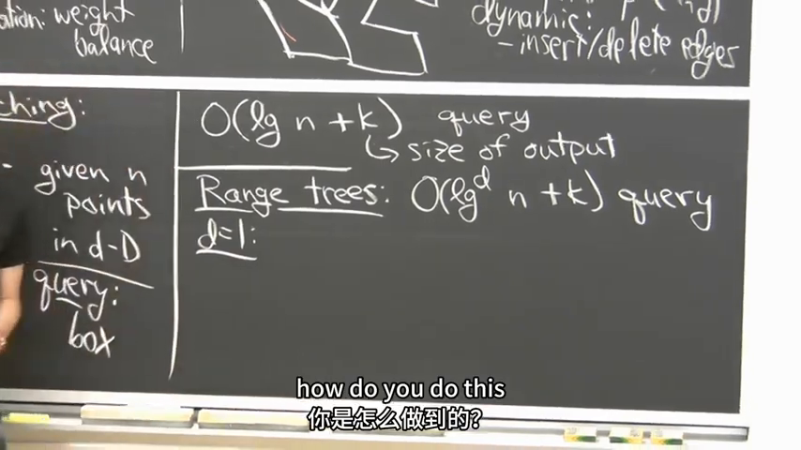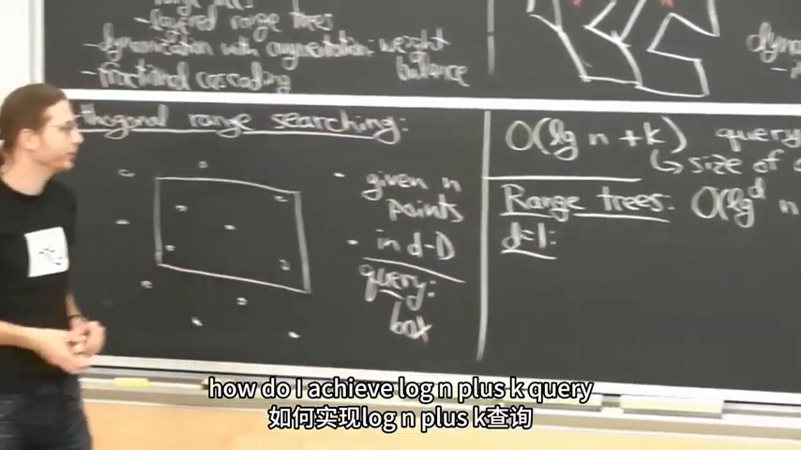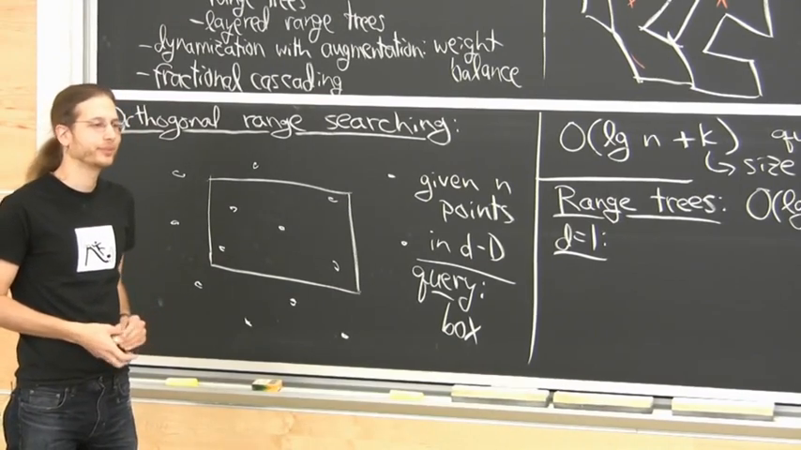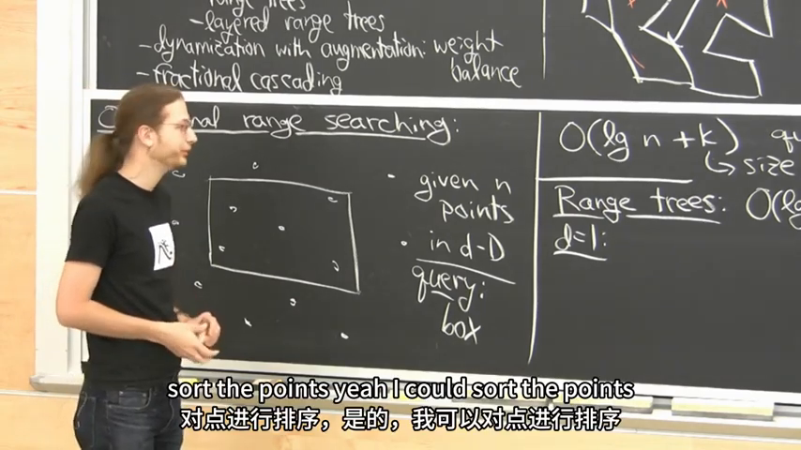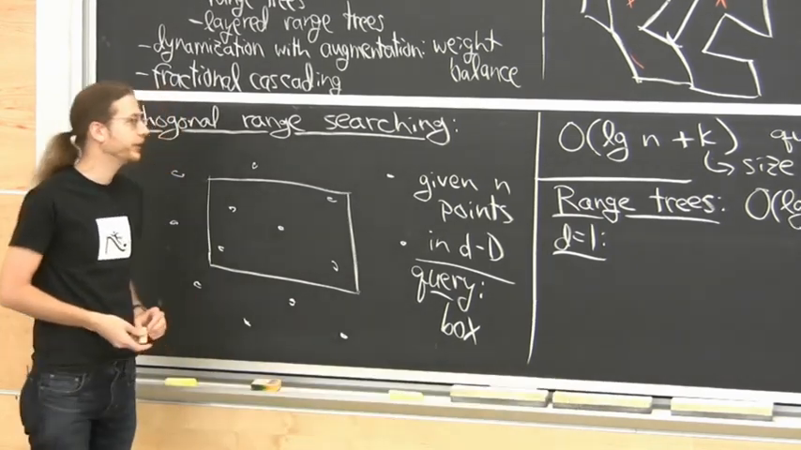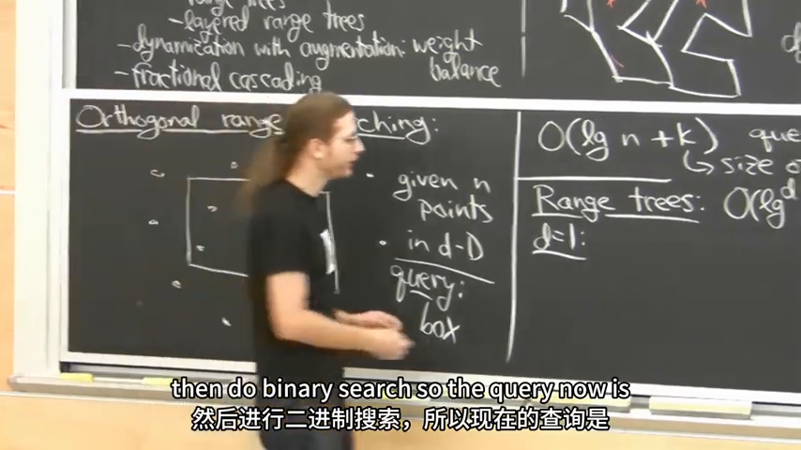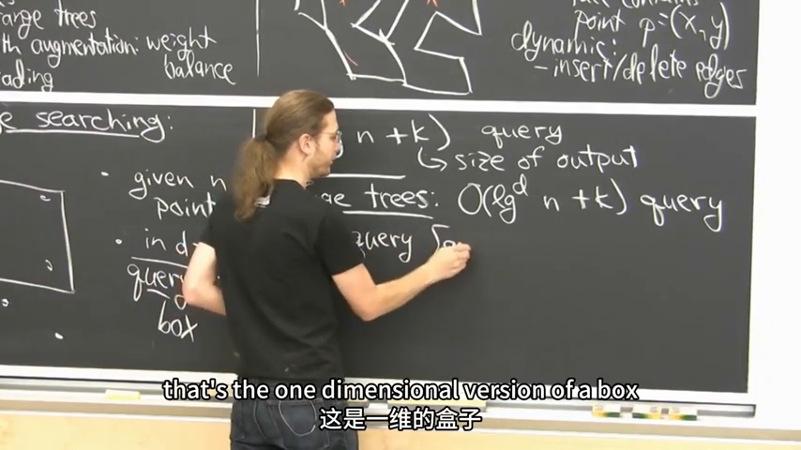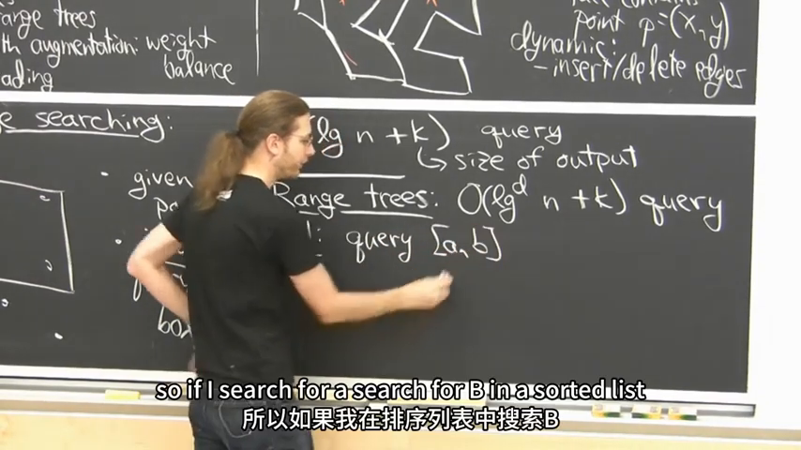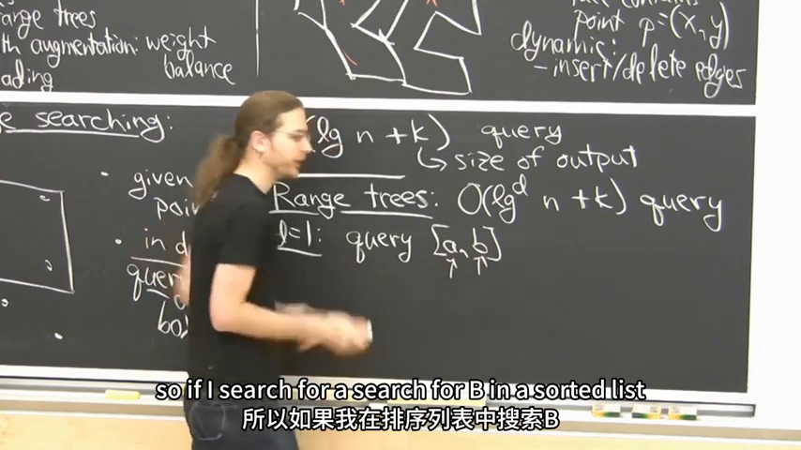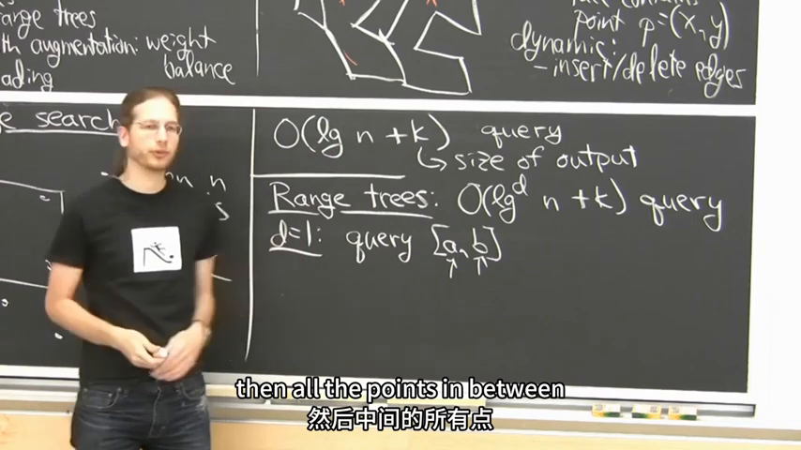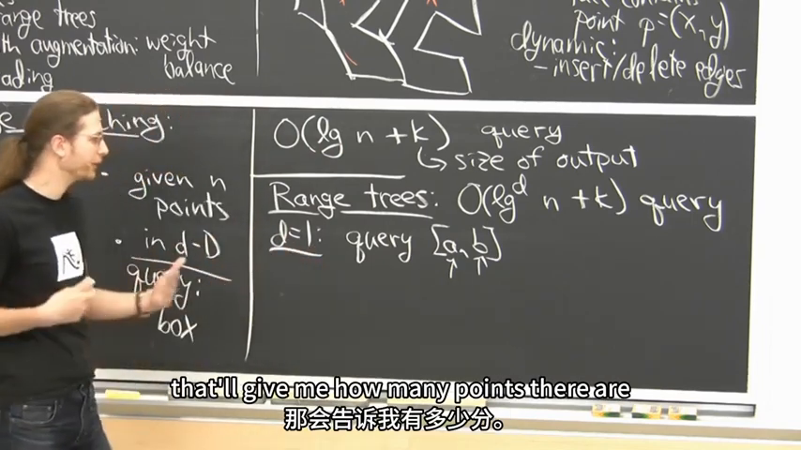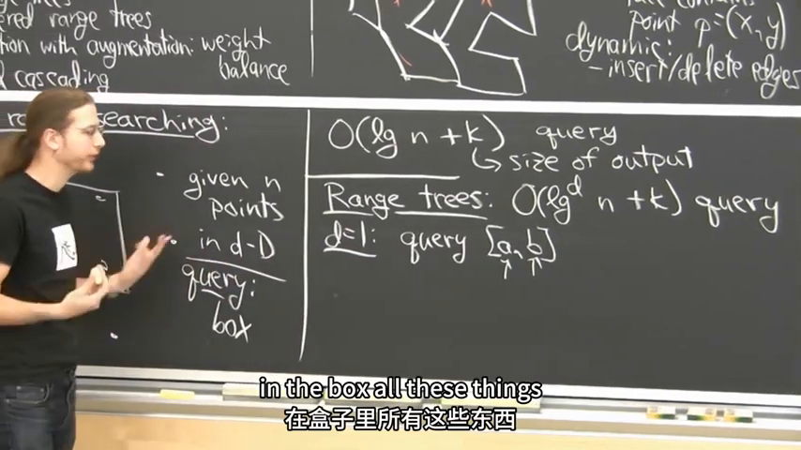How do you do this? How do I achieve log n plus k query? Sort the points. Yeah, I could sort the points, then do binary search. So the query now is just an interval. That's the 1-dimensional version of a box. So if I search for A, search for B in a sorted list, then it's all the points in between. I can count the different indices, or subtract the 2 indices into the array. That'll give me how many points there are in the box, all these things.